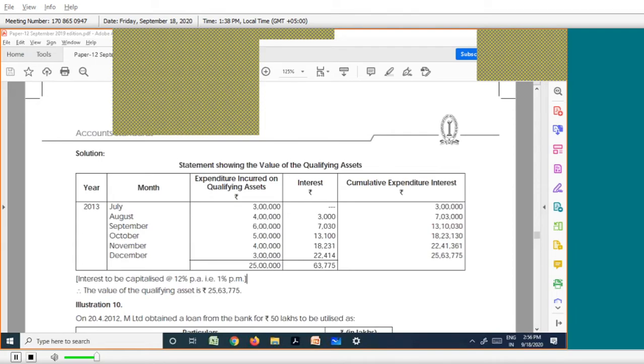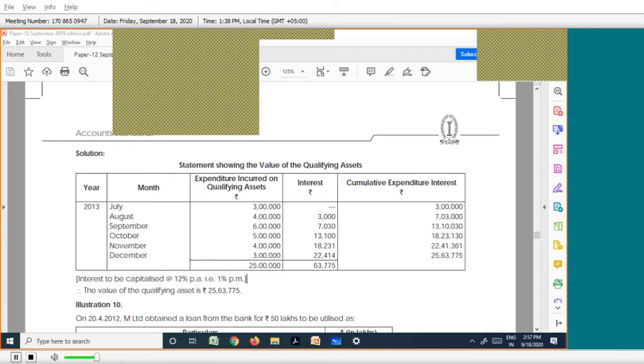Even you can argue in another manner also. 25 lakhs 63,775 is the expenditure incurred up to December. For that, interest will be paid only in January. December month interest will be paid in which month? January only. So you can even argue and include that interest also, in my view. But the answer is restricted to this.